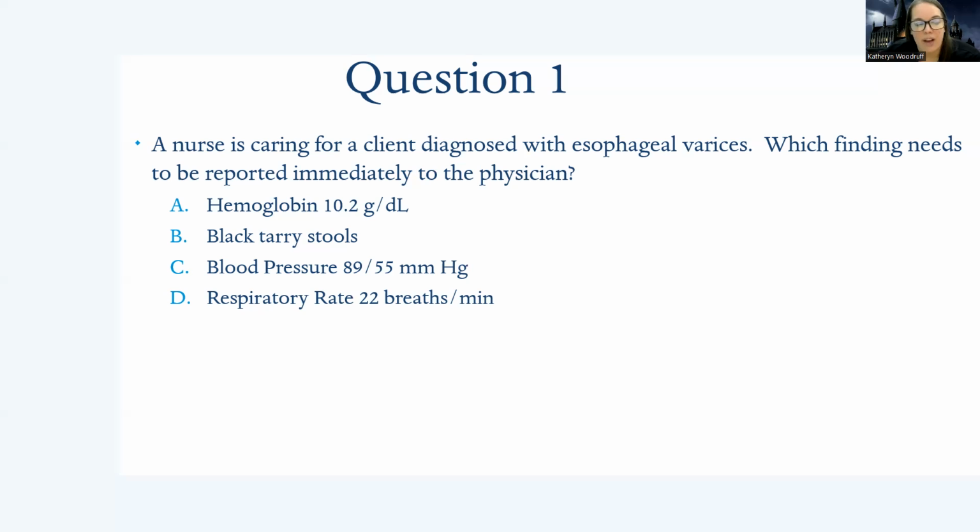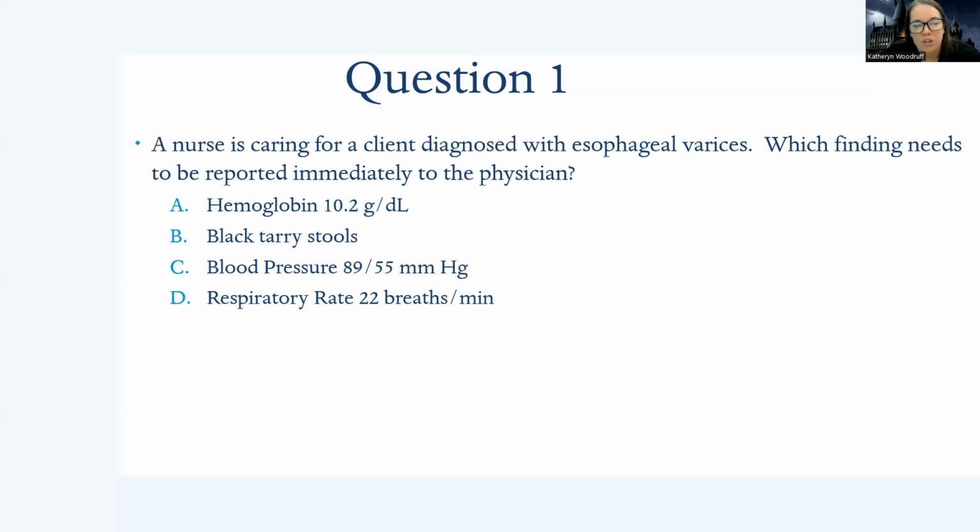But I think that if I had to answer the question, which of these are they going to die from first, I would have to go with C, because that low blood pressure is saying there's a problem right now. The respiratory rate of 22, if they've had some blood loss, they might just be breathing a little bit faster. There are no other signs of distress.